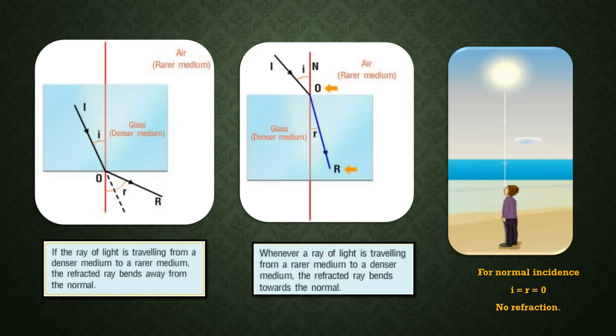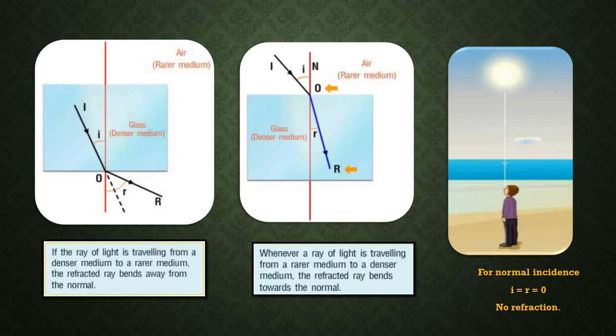In the third figure, what is shown to you is that the light is traveling normally. And if the light is traveling normally, what happens? Then the angle of incidence is equal to 0 as well as the angle of refraction is 0. This violates the condition that angle I should never be equal to angle R. So this is not the situation of refraction. Hence, this is the condition of no refraction. When there is normal incidence, then there is no refraction.